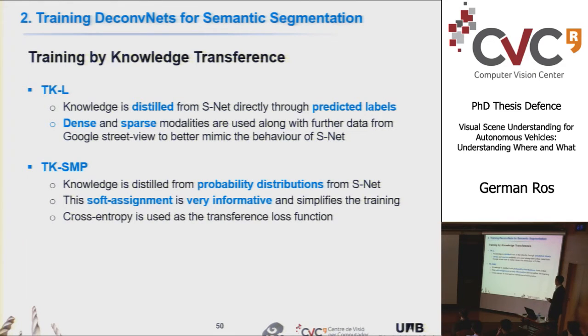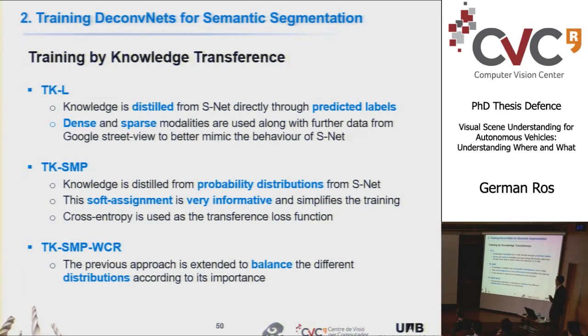The second method, as I explained, is also taking the data coming from Google Street View, but instead of taking the labels, now we take the probability distribution, because as I say, they are more informative. And finally, the last is a variation of the previous, as I explained, just taking into account the balance between the different classes using the prior information we can compute during training.